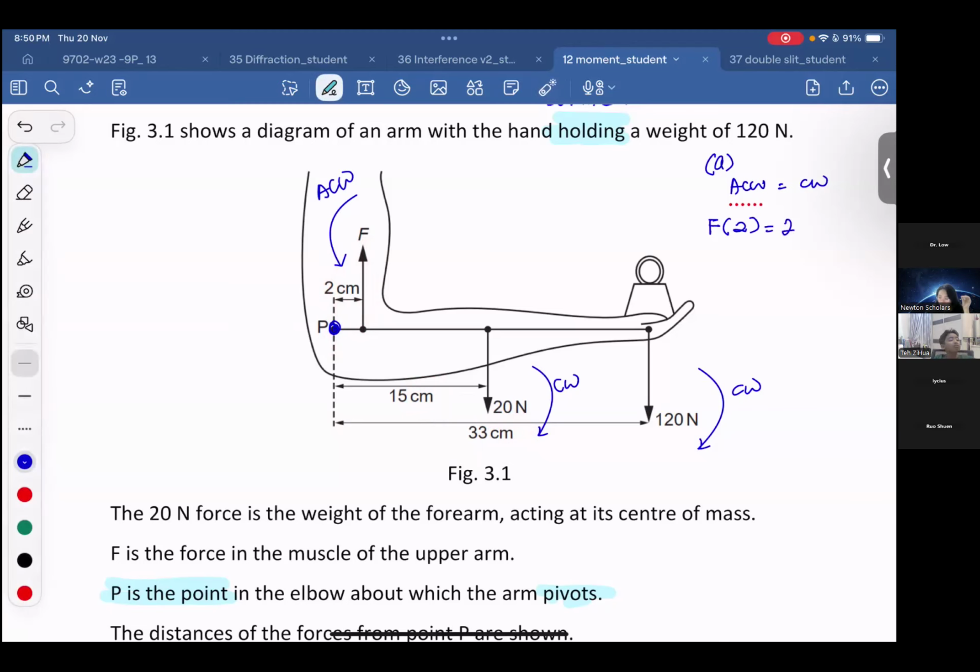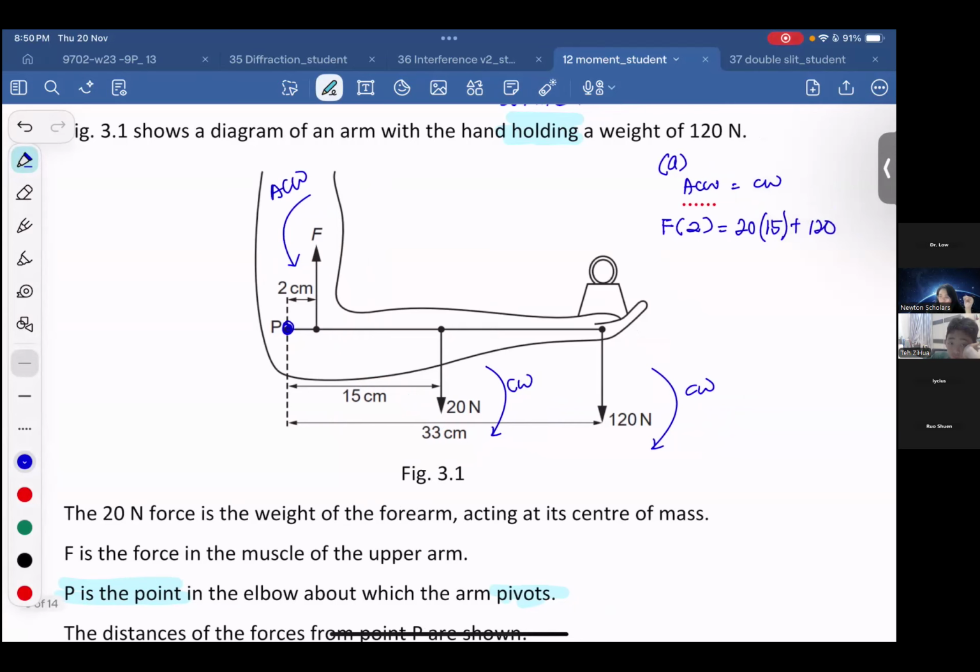Equals to the 20 Newton times force until pivot, which is 15, plus 120 times from the force until pivot, which is 33. Look here, from here until here, this is the distance, 33. Okay? So if you press your calculator wrongly, everything is not good. 2130 Newton. We will make our answer in 2 to 3 significant figures. So this is answer A.